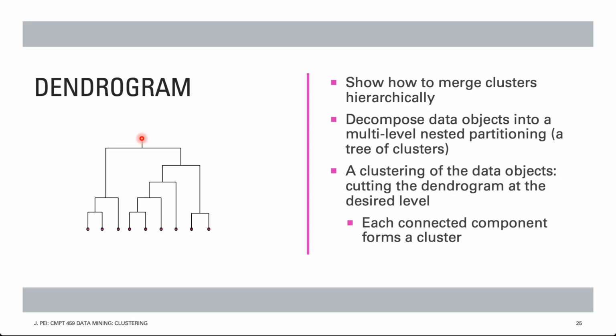Once we have the dendrogram, we can cut the dendrogram at some level to form a clustering, because we mentioned that a clustering is a set of clusters that partition the set of objects. Once we cut a dendrogram, then each connected component in this tree becomes a cluster.